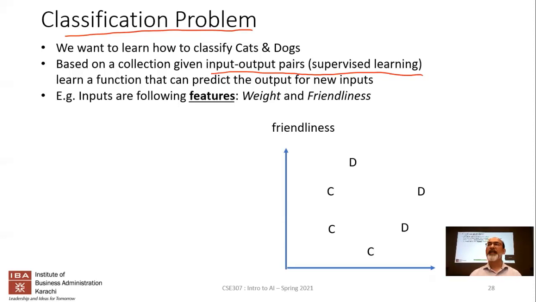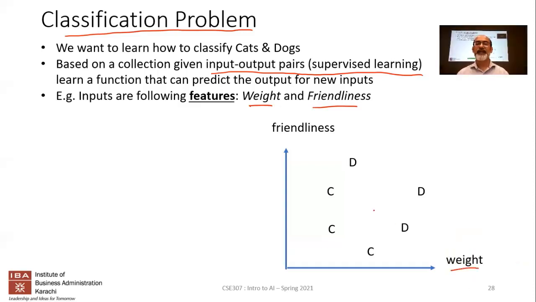In other words, somebody has already given us a bunch of examples of what are cats and what are dogs. Now, we're going to be given certain features. So for example, you can think of what features differentiate dogs and cats. Can you think of a bunch of features? I've shown you a couple of features over here, but these aren't necessarily the only features. So I've said, let's look at weight and friendliness.